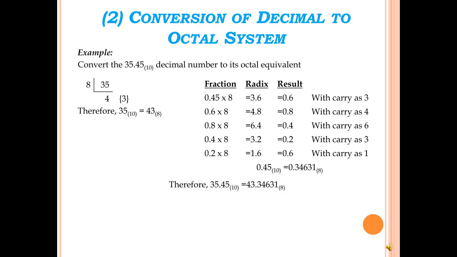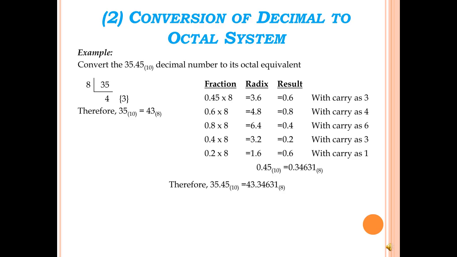Now we have the number after the dot. The fractional value 0.45 multiplied by 8 gives the answer 3.6, and the result is 0.6, and that 3 which is there before the dot gets carried out. We multiply 0.6 with 8 and get the answer 4.8. The result is 0.8, and the number 4, which is before the dot, gets carried out.